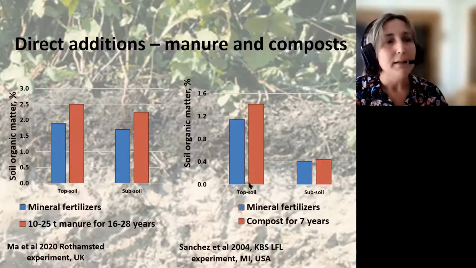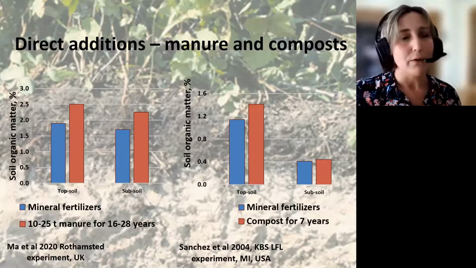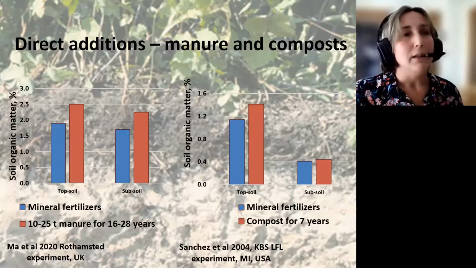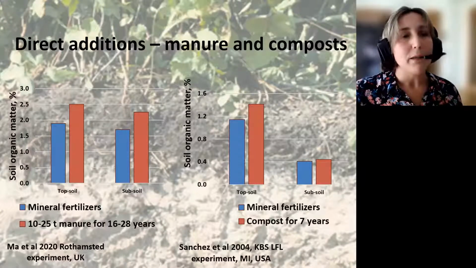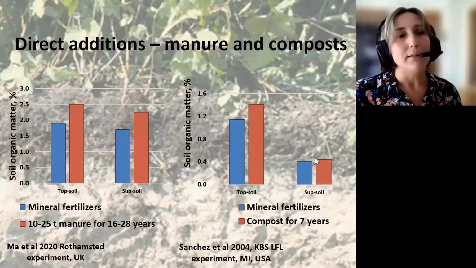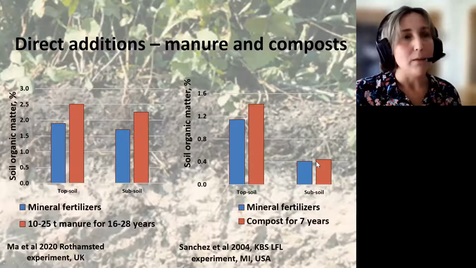On the right is an example from close to my home, from Kellogg Biological Station in Michigan, a living field lab experiment of compost application for 7 years. Again, you can see a nice increase in soil organic matter due to compost use in topsoil, and a positive trend starting to build up in the subsoil.